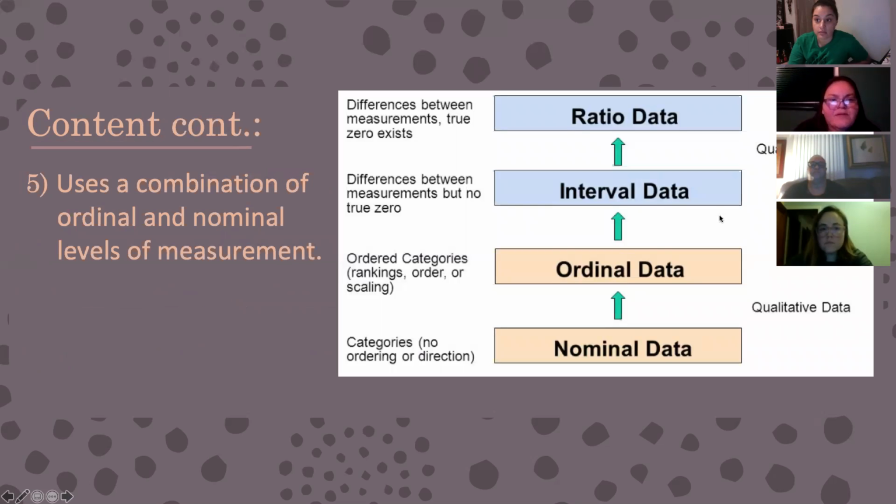In addition, the SASSI-4 uses a combination of ordinal and nominal levels of measurement. As the graphic illustrates, nominal measurement utilizes categories with no ordering or direction, and ordinal measurement utilizes ordered categories such as rankings, order, or scaling. Both nominal and ordinal measures produce qualitative data. This data could be used during a biopsychosocial assessment, predict potential treatment success, and or to design a treatment plan for the client.